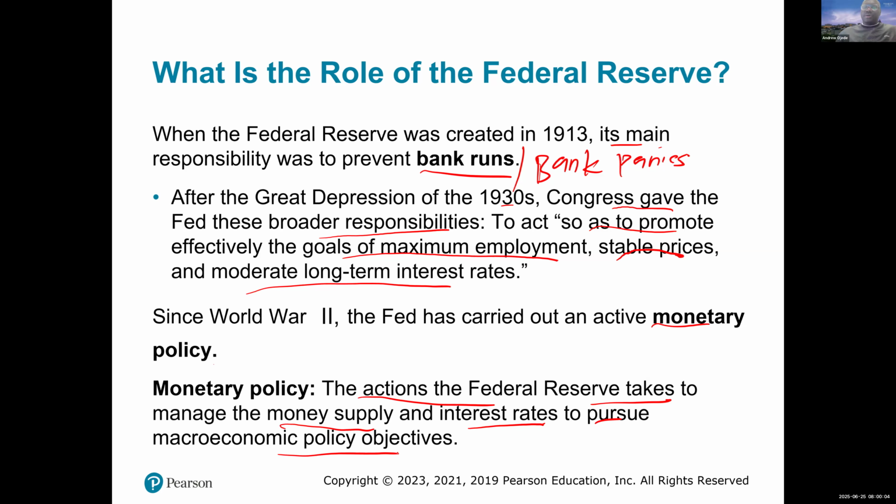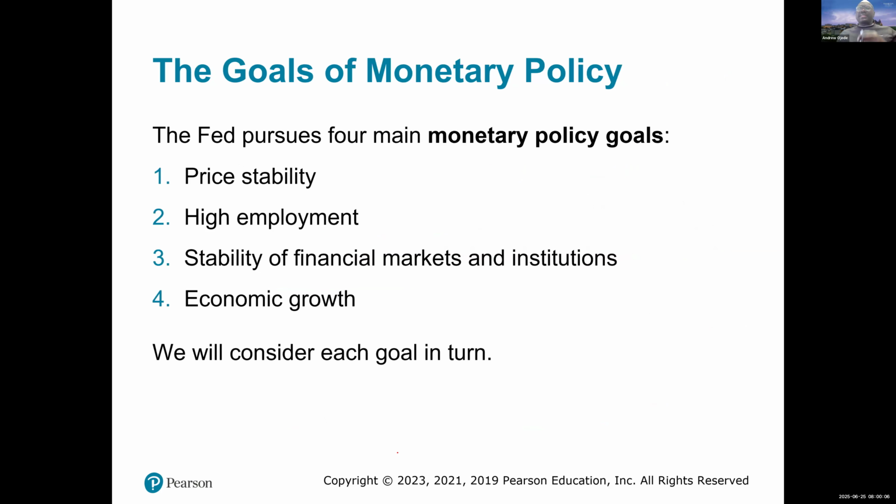So here are some of the broader goals of a central bank like the Federal Reserve. The Federal Reserve pursues four main monetary policy goals. The first one is price stability. Price stability is the idea that we want prices in the economy not to be so volatile, but to be stable. The goal here is to have control over inflation.